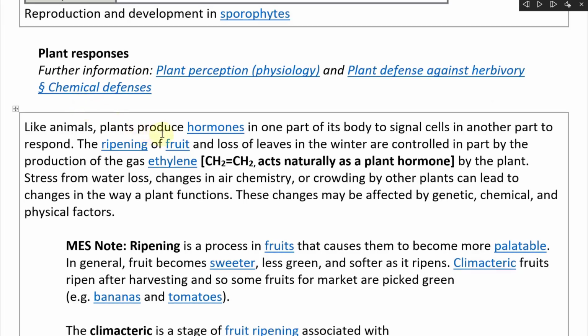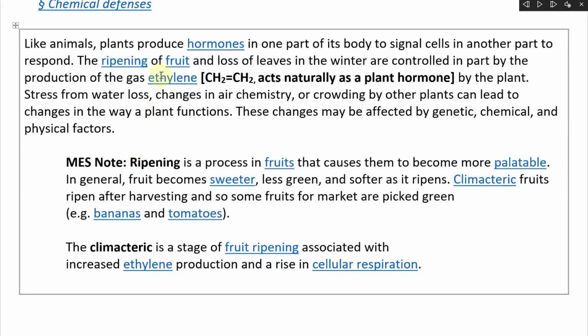Like animals, plants produce hormones in one part of the body to signal cells in another part to respond. The ripening of fruit and loss of leaves in the winter are controlled in part by the production of the gas ethylene. Ethylene, which is CH2 double bond CH2, acts naturally as a plant hormone, produced by the plant.